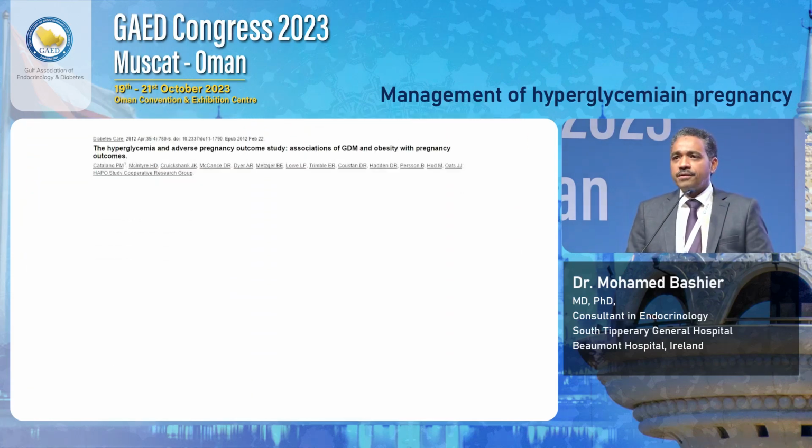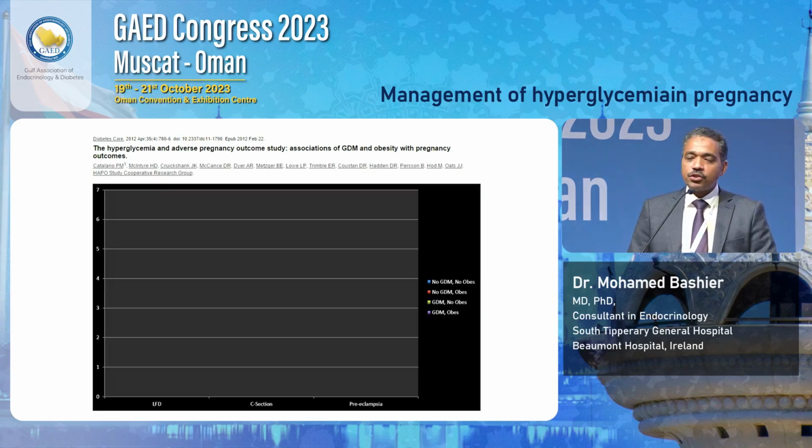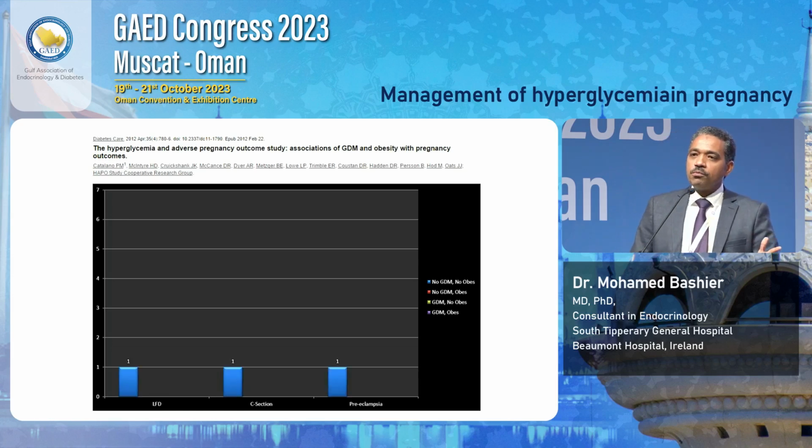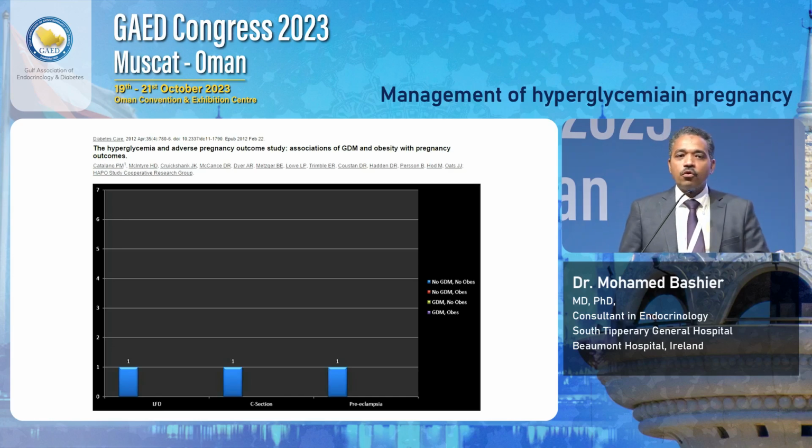And the HAPO trial, which was an observational trial, where patients were screened only, not treated, went back afterwards to look at the criteria of GDM and looked at their cohort of patients and divided them into patients with GDM and no GDM, and obesity and no obesity. And they looked at 3 complications: large for date, cesarean section, and preeclampsia. And the reference here is women with neither, no GDM, no obesity.